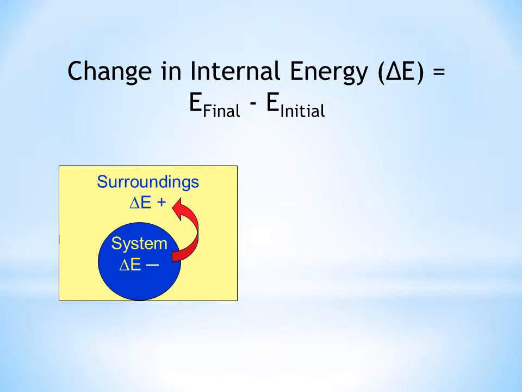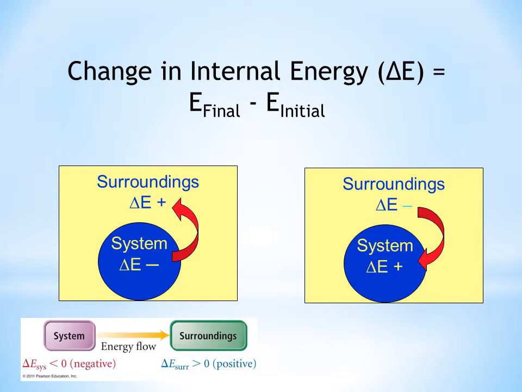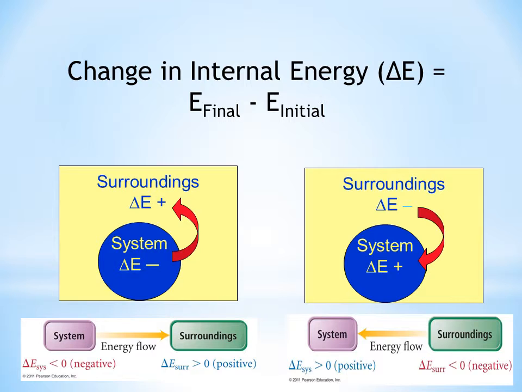If a system loses energy to its surroundings, then delta E of the system is negative, and delta E of the surroundings is positive. If energy is introduced to a system, then delta E of that system is positive, and delta E of the surroundings is negative.